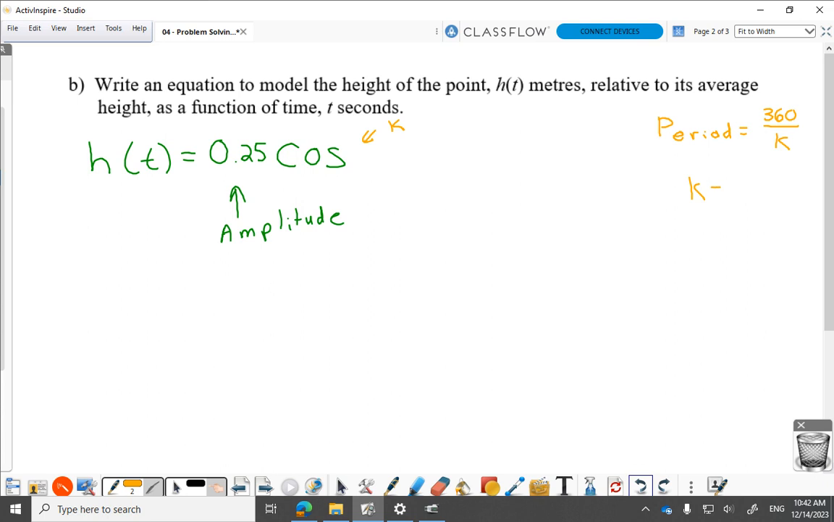I'm learning. K is 360 divided by the period. Now, if you don't believe me about how good this formula is, just give it a minute until you see what happens here, okay? So if I want the K, I take the number 360 and I divide it by whatever the period is. What did we decide the period was? 4. And I get K equals 90.